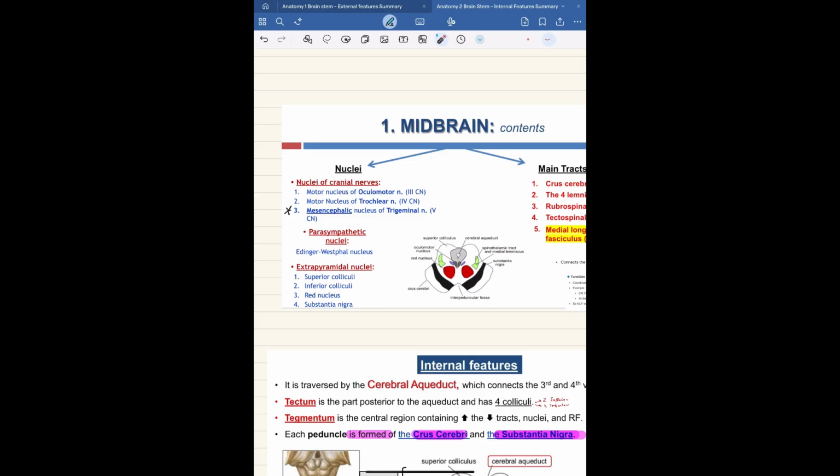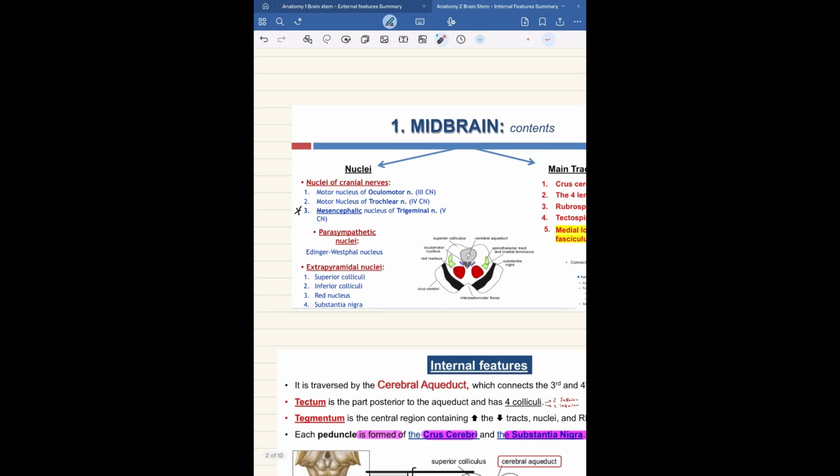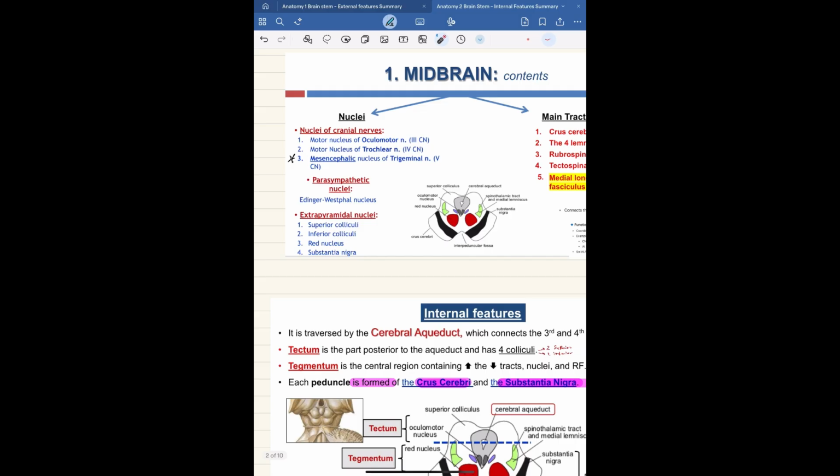It makes sense. The nuclei of cranials, you'll see the motor nucleus of the oculomotor, cranial number 3, makes sense, we talked about it. Motor nucleus of the trochlear nerve, makes sense, we talked about it. Here we have something additional: the mesencephalic nucleus of the trigeminal nerve. It has its own story. You've got a slide specifically for it, which talks about the trigeminal nuclei. It's divided into multiple parts. I'll be talking about it in a bit. Now that's for the nuclei. You've got your parasympathetic nucleus as well, which is called the Edinger-Westphal nucleus.